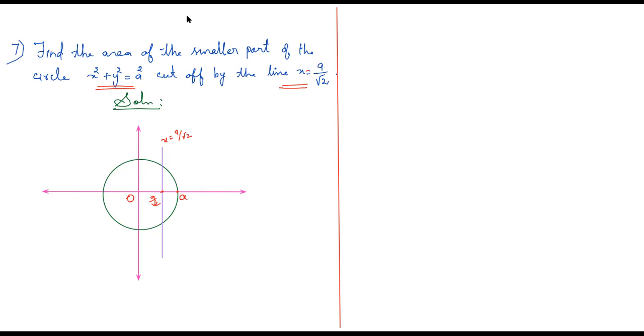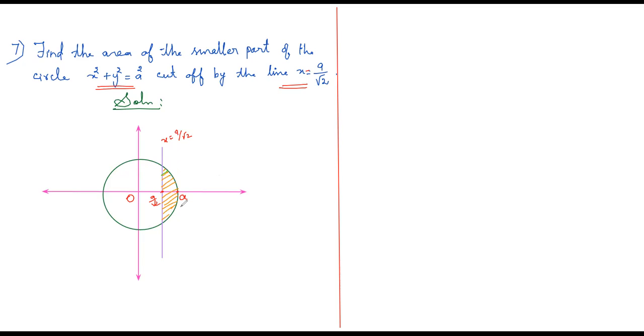That is, you have to find the area of the smaller part. This is the smaller part cut off by the line. The circle is divided into two parts, and this is the smaller part. So this is the area you have to find. Earlier we learned the region between the line, the y-axis and the circle. So we got this area, right? And this is entirely different. The circle is cut off by this line, and you have to find the area of the smaller part.